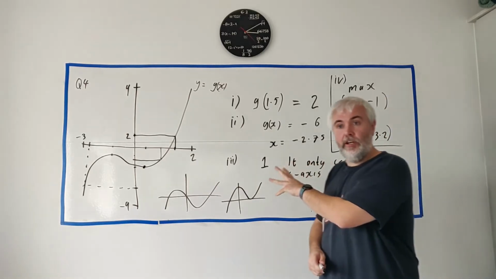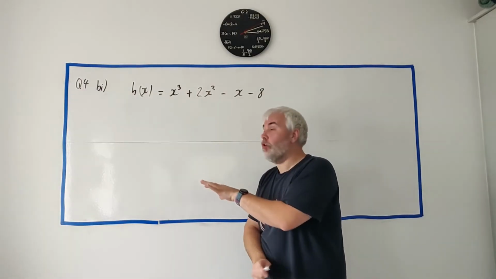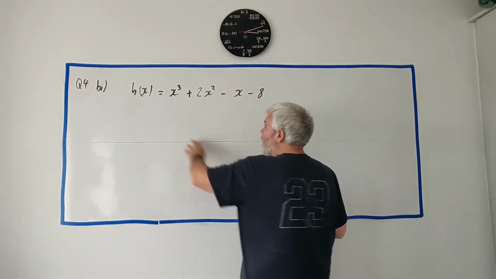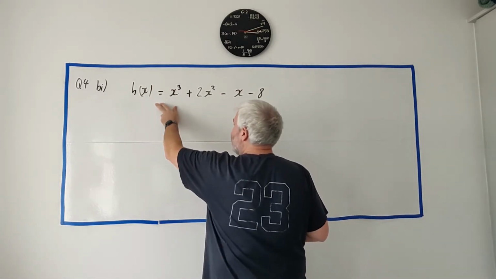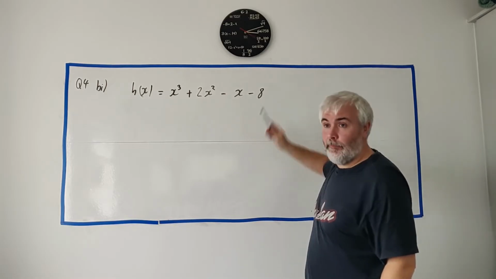Okay, that's it for part A. Let me clear all this off and we'll do part B. Okay, for part B, we get rid of the previous function and they introduce us to a new one. We don't have to draw this one, thankfully. It's h(x) this time, and h(x) is equal to x cubed plus 2x squared minus x minus 8.